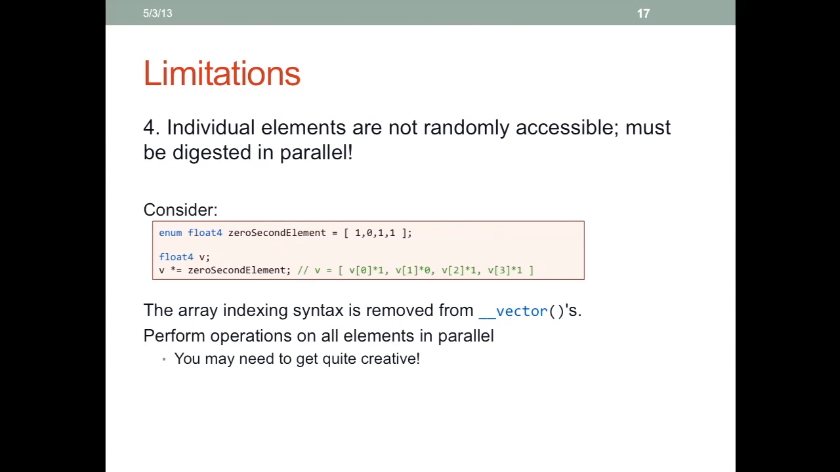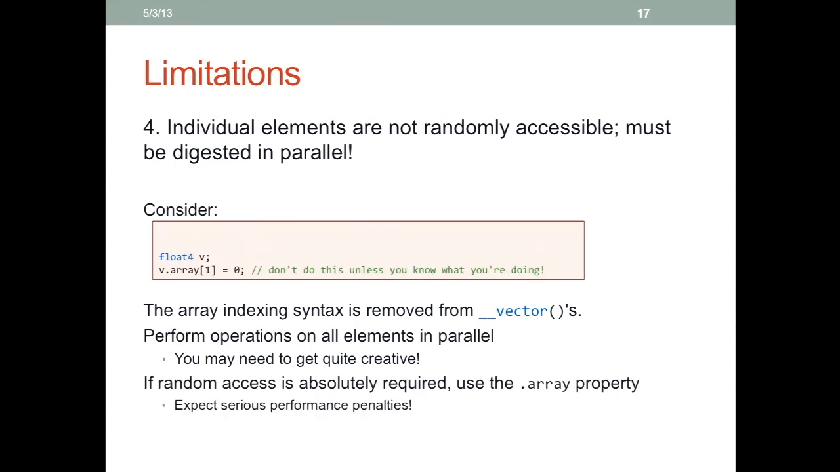We want to set the y element to 0. We'll create a nice little scale vector here, which is 1, 0, 1, 1, and then we'll multiply. This is the proper solution. That's one opcode, just a single multiply instead of a whole bunch more casts. And sometimes this does get really creative, trust me. If random access is absolutely required, then there is a .array property to get to the internal array, but you should only use this if you know exactly what you're doing.